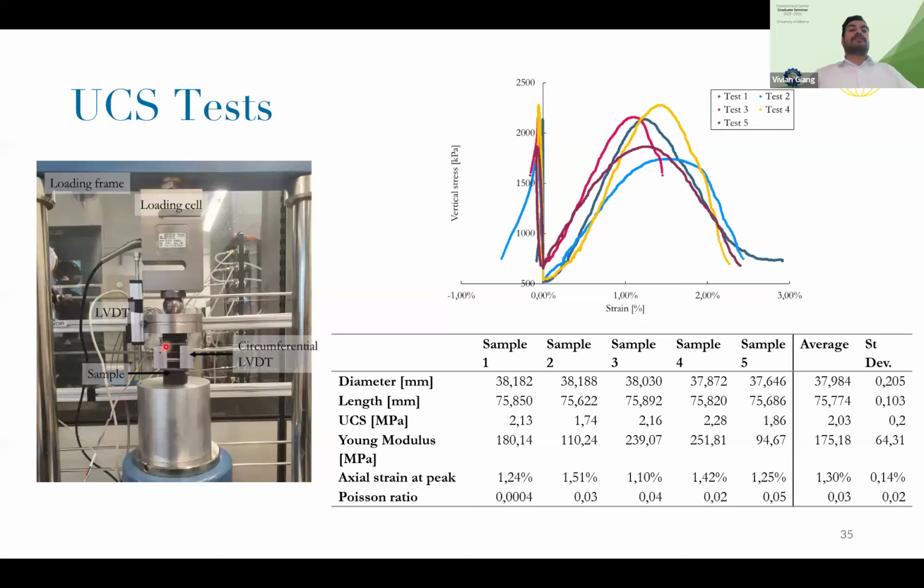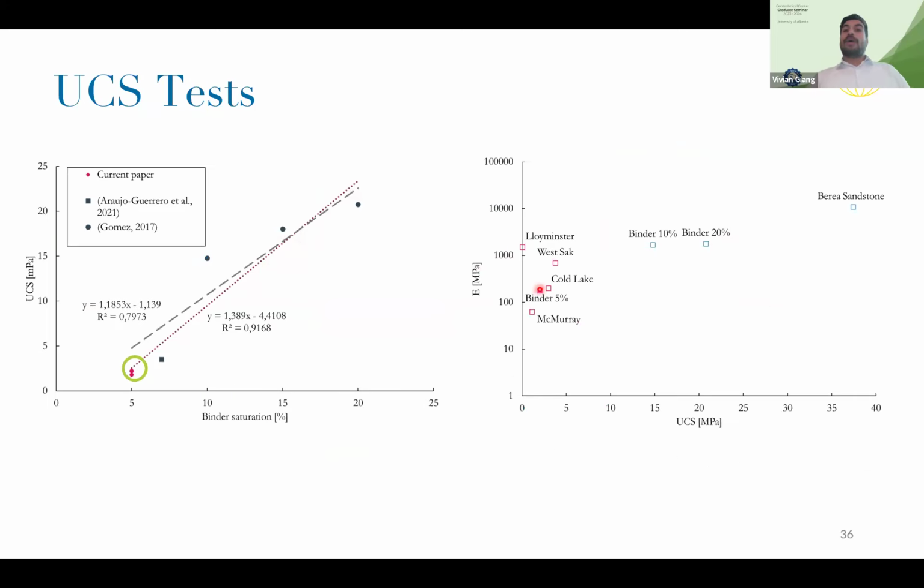So here you have the little sample that we are going to test, a typical UCS test, recording in situ axial and radial deformation strains. You can see there is good repeatability in the 5 samples that we used, and you get a really low UCS, just 2 megapascal, but it's quite similar. You're going to see, this is our material compared to those poorly cemented reservoirs here in Alberta.